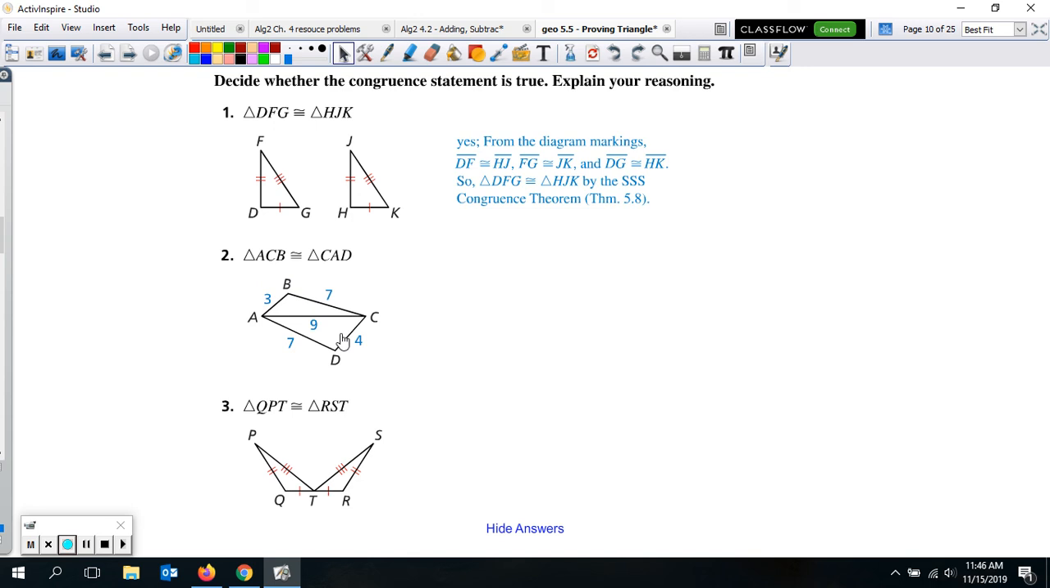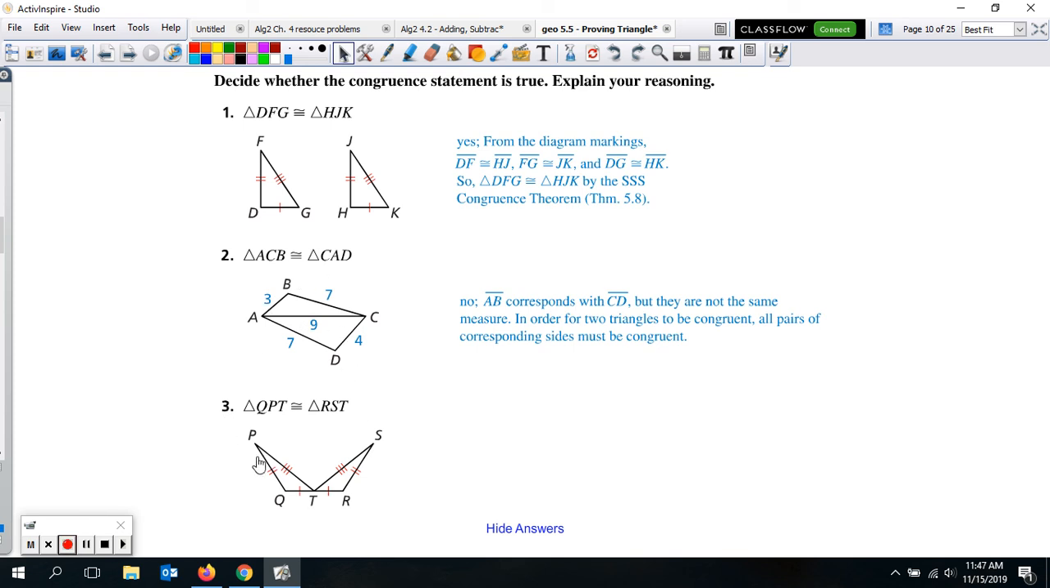Number 2, if you look at this one now, even just on your diagram, we see there are 7s, those are the same. 9 is here in the middle, which is a shared side, so it's congruent to itself. But this one right here, 3, is not congruent to 4, of course, so it would not work. There is no congruent statement you can say because these basically just aren't congruent. That's what it says here: no, because they don't correspond. AB and CD do not correspond, they're not the same measure. All the pairs of corresponding sides must be congruent for you to be able to say SSS. So that's a no, just because they're not even congruent.